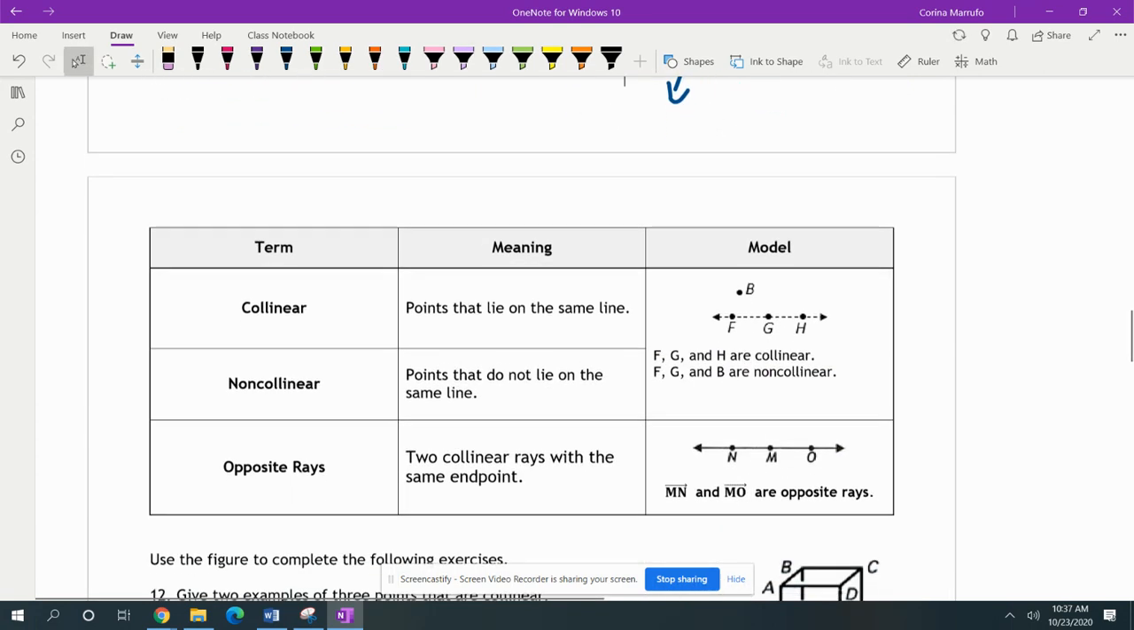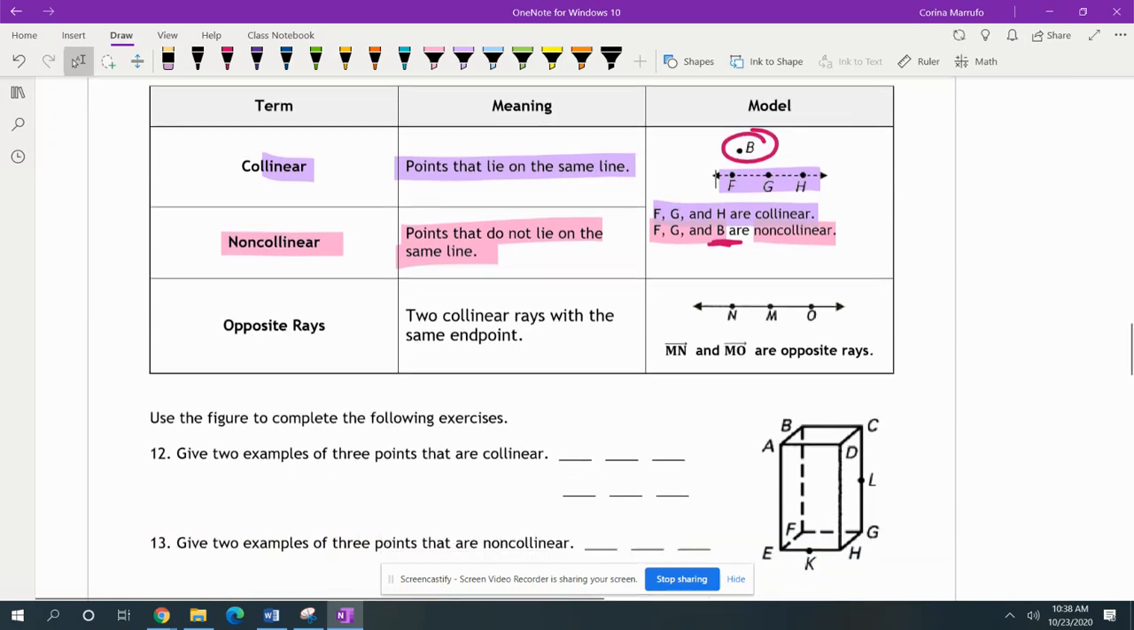Okay, some more definitions for you guys. Collinear. The word that we see here is linear. Co means that they're all on the same line, so points on the same line. For example, here we have F, G, H are collinear because they are all on the same line. But non-collinear means it's not on the same line, so points that don't lie on the same line. If I say F, G, B are on the same line, you guys would say, no, that's not true. They're non-collinear. Why? Because B is not on the same line. B is somewhere else.